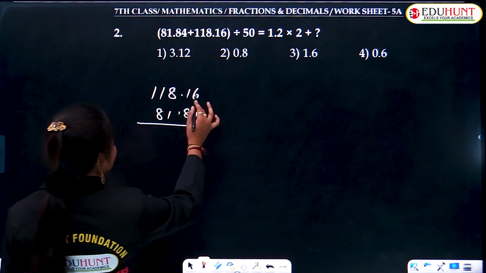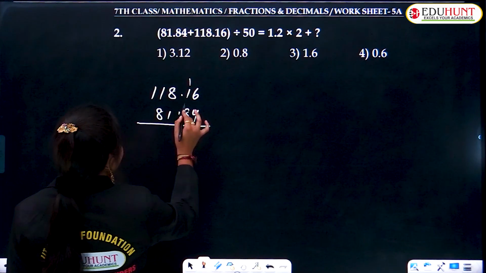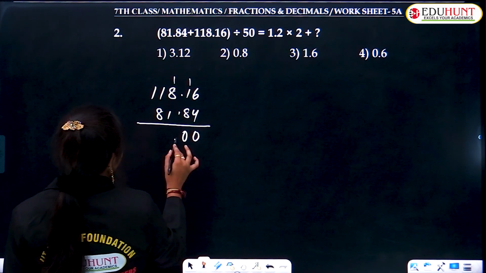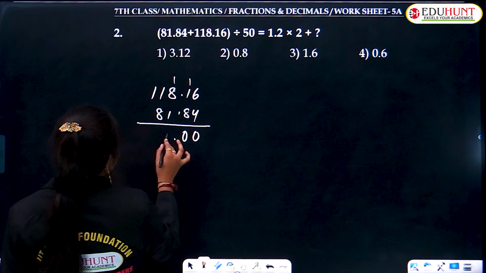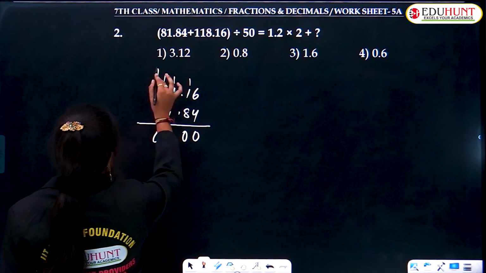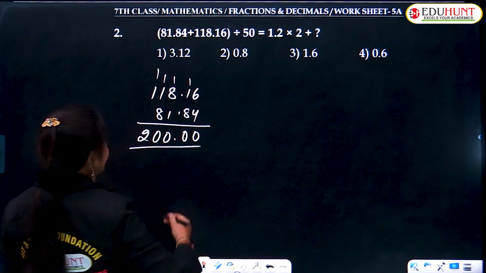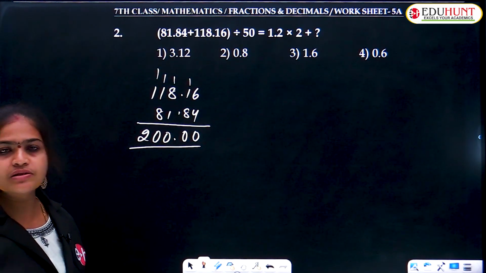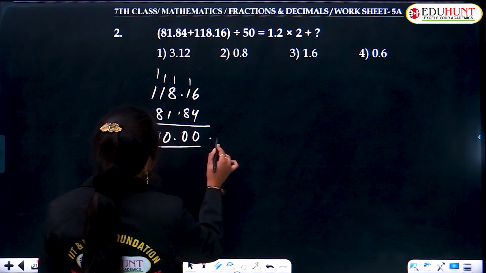Now how much will you get? 6 plus 4, 10. 8 plus 1, 9. 9 plus 1, 10. Next the point. 8 plus 1, 9. 9 plus 1, 10. Again 8 plus 1, 9. 9 plus 1, 10. 1 plus 1, 2. How much did you get here? 200. 200.00 means consider it as 200.